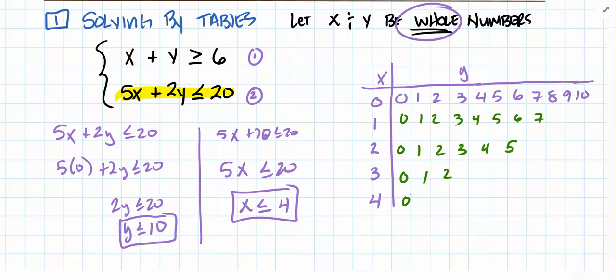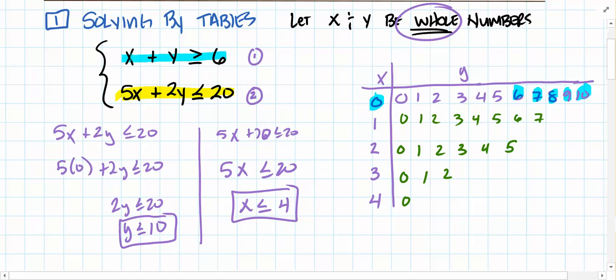Yeah? Okay, now let's highlight each pair of values that satisfies the first equation. Remember, x can only be 0 to 4, y can only be 0 to 10. So here we go. If x is 0, then y has to be what numbers? 6, 7, 8, 9, or 10. How come? Because when you plug that into the first inequality, 0 plus 6 works, 0 and 7 works, 0 plus 8 works, and all those work.